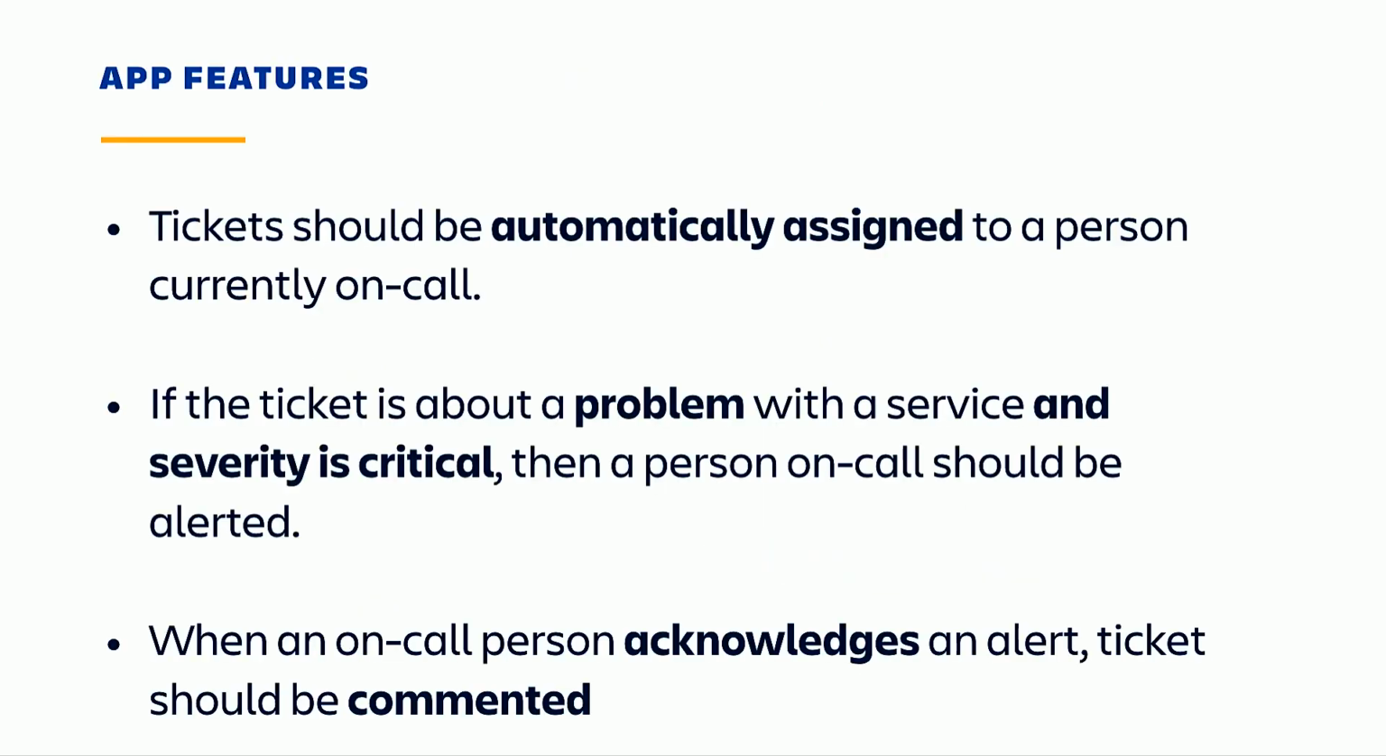To summarize, the application I'll be showing today will have the following three features. First, it will automatically assign all newly created tickets to a person that is currently on call. And then if the ticket is about a problem with a service and its severity is critical, which means Atlassian customers are impacted, the person on call should be alerted. And when the on-call person acknowledges the alert, tickets should be commented with the information that somebody is working on it and who that is.